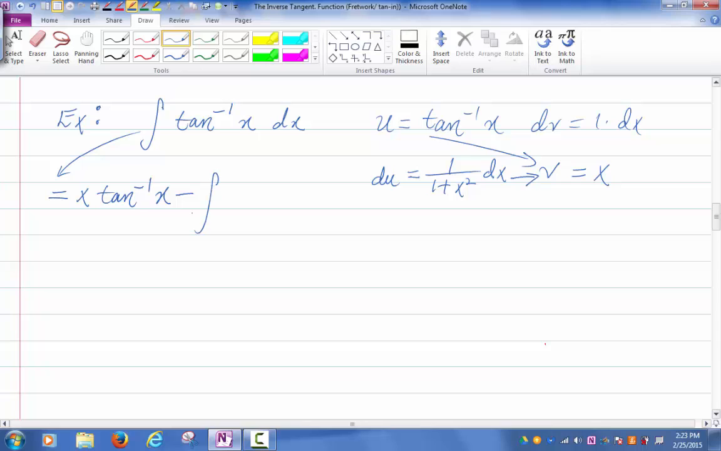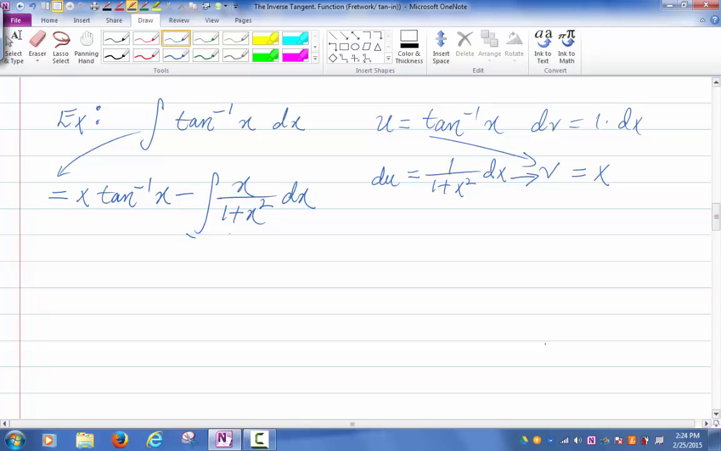v du. V du would be x times 1 over 1 plus x squared. So that's this. You agree with that? Now I have to find the integral of x over 1 plus x squared. But by now, it should be very familiar. What should I do in this case? How do I find the integral of x over 1 plus x squared? Now it's a u substitution, because if you look at the denominator, the derivative of the denominator is sitting in the numerator.